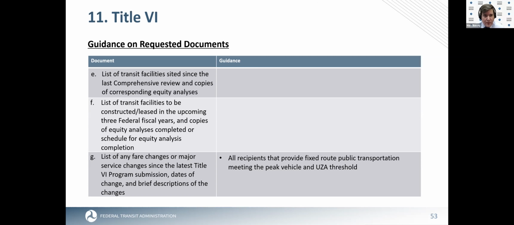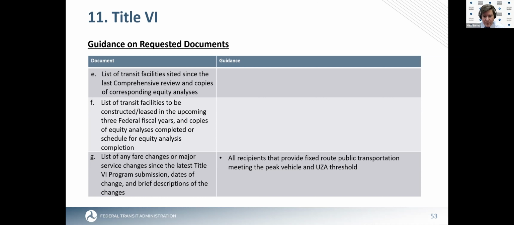Then for F, this is more of a forward-looking obverse of the same coin, a list of transit facilities that you plan on constructing in the upcoming 3 years. And if you're far enough along in the process, then provide the copies of equity analyses that you've already done to the reviewer. Or if it's not quite there yet in the process, then use that explanation box, that comment box, and explain, we're not there yet. We've got this in the offing, and here's where we're planning on doing it. So provide that information, give that to your reviewer.